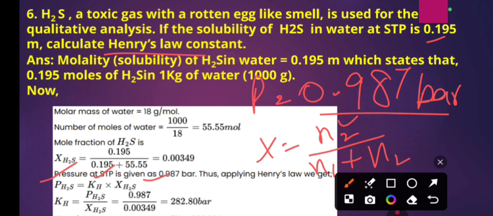Okay, so molality, whenever this value it is given like this, the molality how much given? 0.195 molality. What does it mean? It means 0.195 moles of H2S is present in 1000 gram of solvent. Okay, it is present in how much? 1000 gram of solvent. Okay, so given mass of solvent we have got 1000 divided by 18, its molar mass. Now after calculation you will get 55.55.